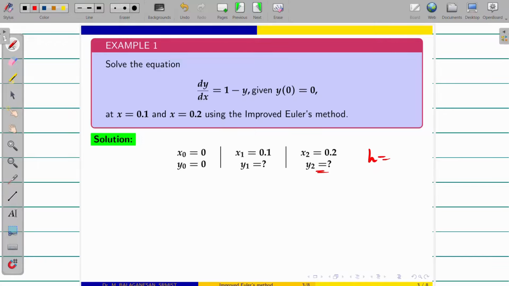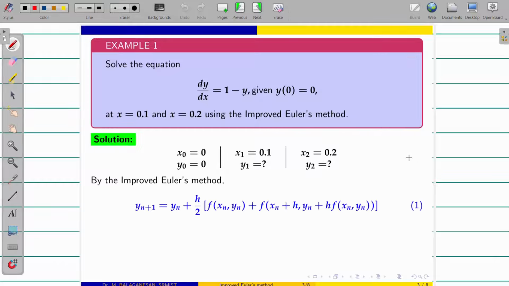Not only in this topic, in the previous topic onwards, we are using the same concept to find the value of h. It is nothing but the difference of x. x naught equal to 0, x1 is 0.1, x2 is 0.2: 0, 0.1, 0.2. So in the increasing order, the difference is 0.1. This is the way to find the value of h here. Right. Now write the formula.